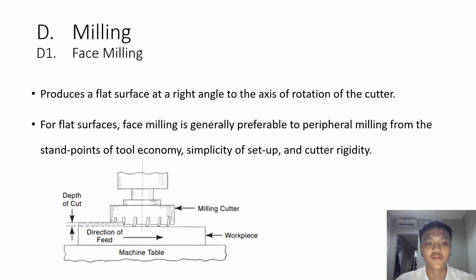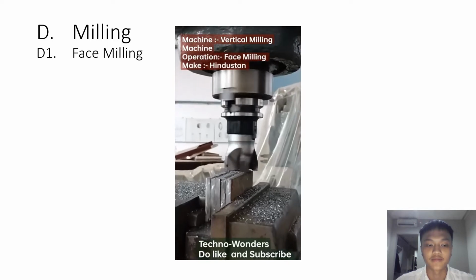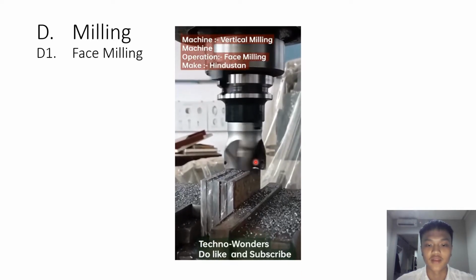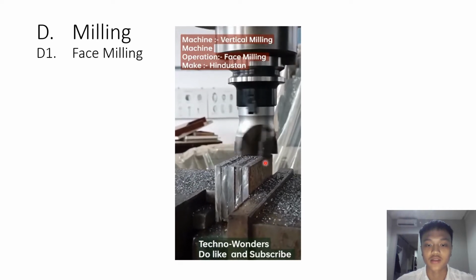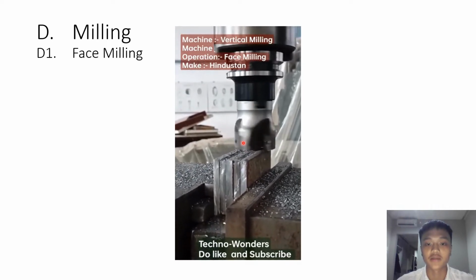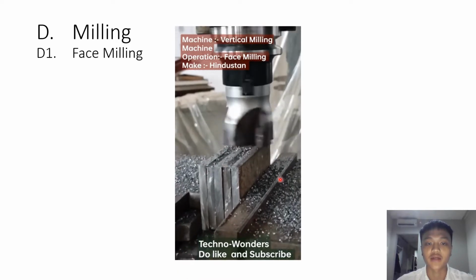Face milling. Face milling operation produces a flat surface at a right angle to the axis of rotation of the cutter. For flat surfaces, face milling is generally preferable to peripheral milling from the standpoints of tool economy, simplicity of setup, and collar rigidity. This is the illustration of the face milling operation. This is where the face milling operation works. This is the workpiece and this is the machine. And that's how the process works.